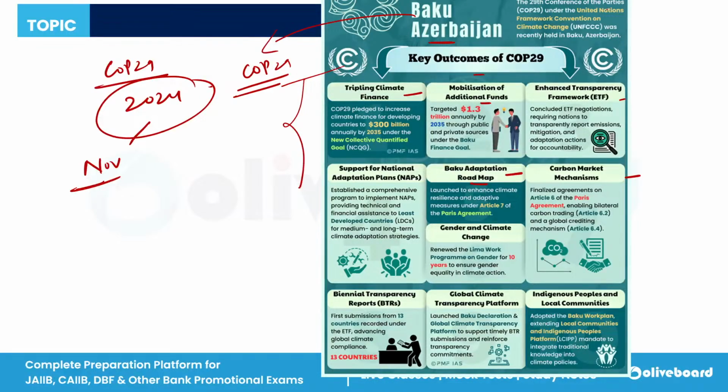The 29th Conference of the Parties under the United Nations UNFCCC was recently held in Baku, Azerbaijan. So this is the place and these are the agendas that were discussed, and it was held recently in 2024, a few months back.